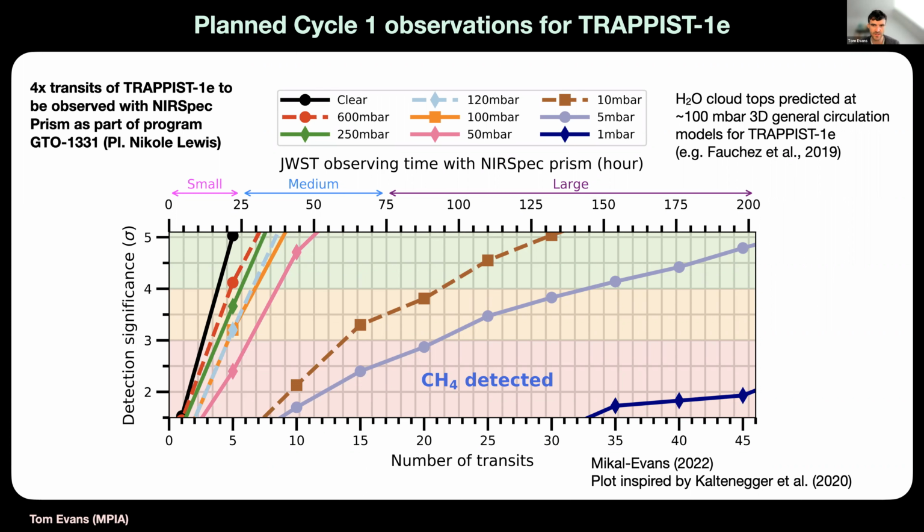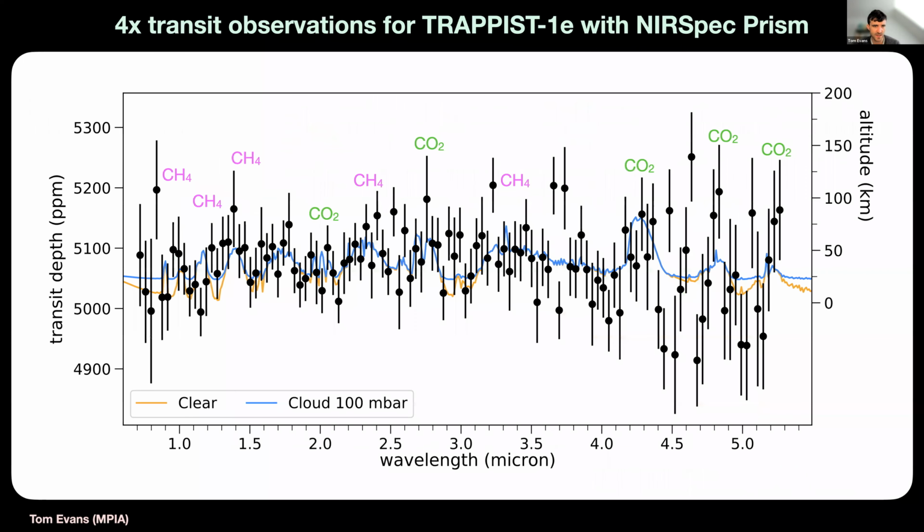based on circulation models. But if there's cloud or haze at lower pressures, then we basically won't see anything with just the 4 transits. And this is what the data for a 4 transit program might look like. And perhaps you can convince yourself that you're starting to see some of the spectral features, at least at the short wavelength end for methane.